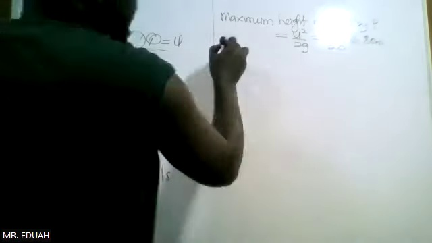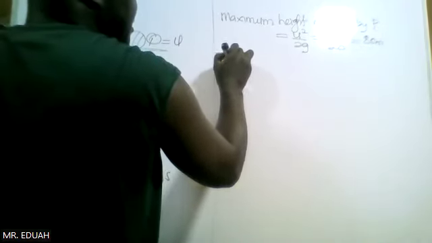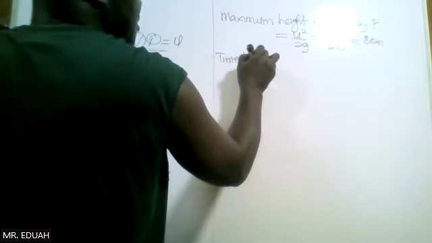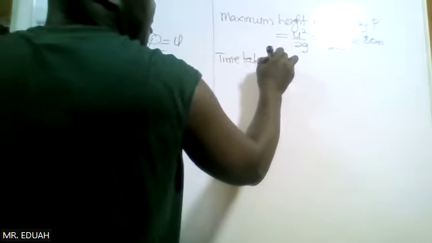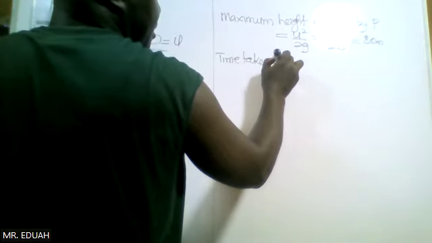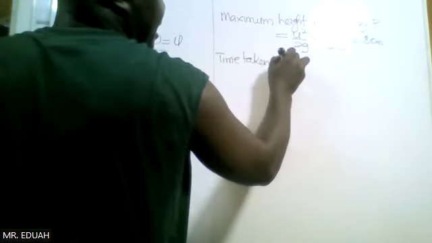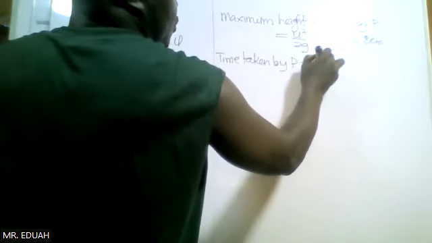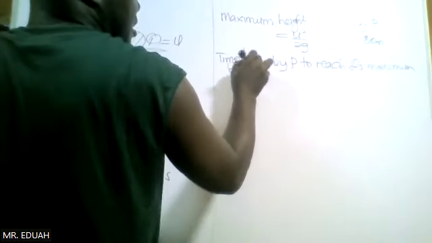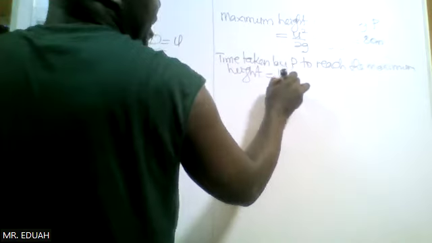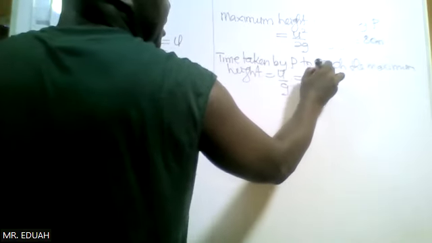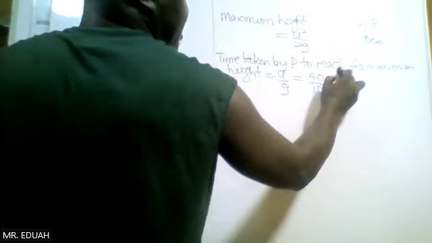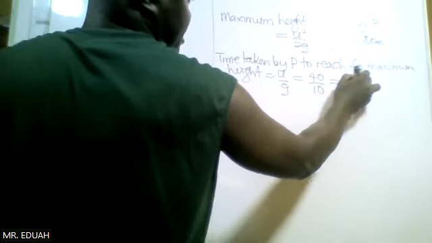What did you also make for the time taken to reach the maximum height? It's 4 seconds. Okay, so the time taken by P to reach the maximum height is also U over g. So 40 divided by 10, which is 4 seconds.